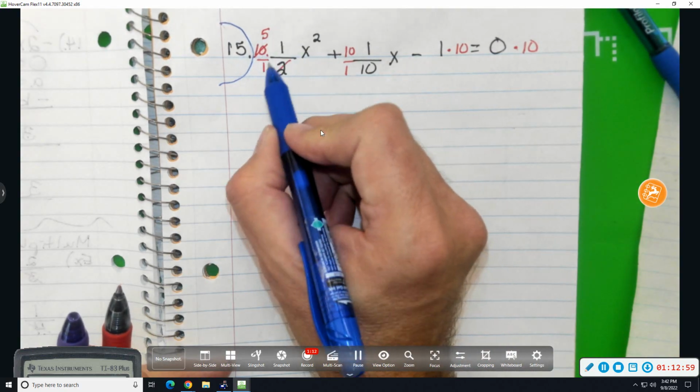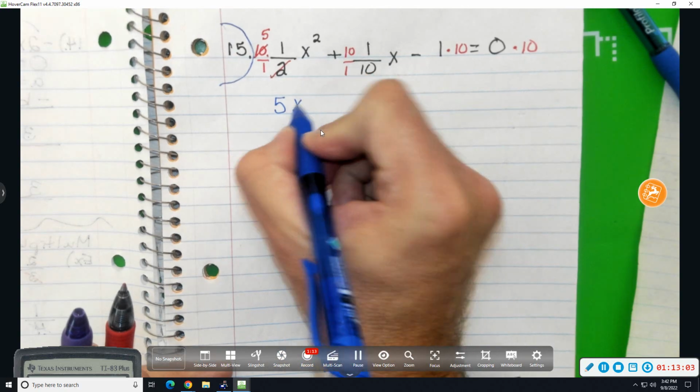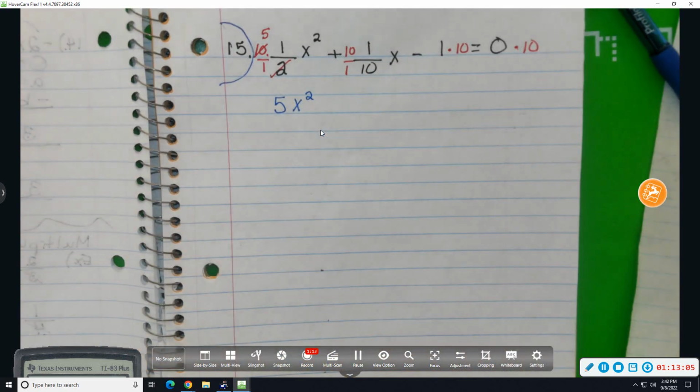5 times 1 over 1. Is that just going to be a 5x squared? Y'all see how I'm doing that? The goal is to cancel out those denominators so A, B, and C aren't fractions. I would rather my A be a 5 than a 1/2.